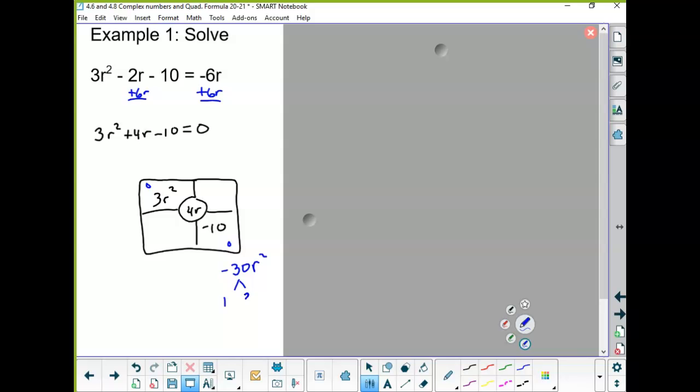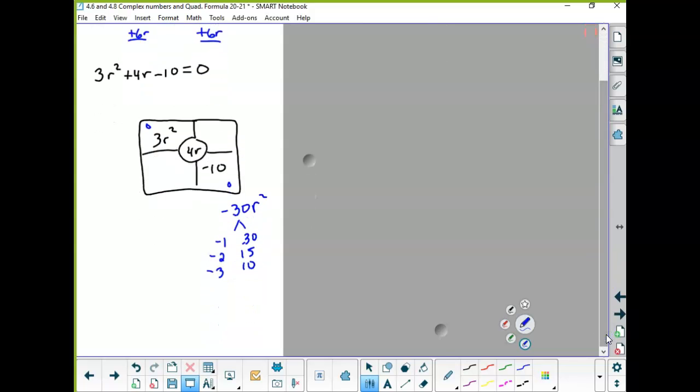Well, right away I'm thinking, well, 1 and 30, 2 and 15, 3 and 10, but none of them are 4 units apart. And one of them could be negative. We don't know if it's the first one or the second. But then I get kind of stuck, and the only other factors are 5 and 6. And it doesn't matter if the 5 is negative or the 6 is negative. None of them are 4 units apart. And that happens often.